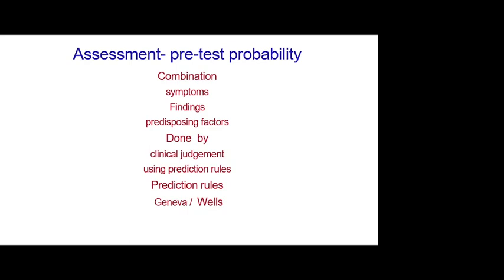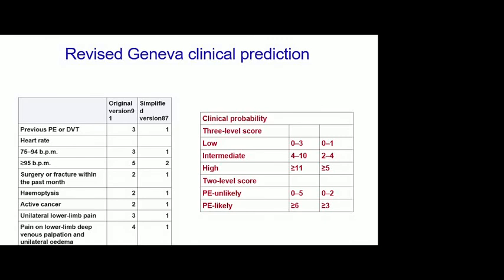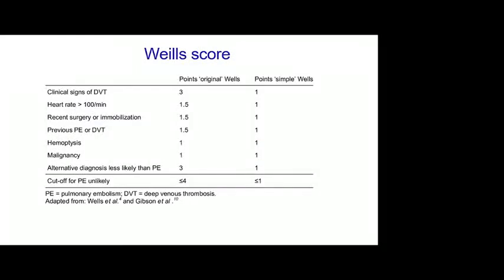When we are going to diagnose the patient, we have to lay down the investigation plan. For that, it is very important to check the patient's pre-test probability. If the pre-test probability is high, we have to go for the CT pulmonary angiogram. If it is low, we can go for the D-dimer test. So it should be done with a combination of the clinical findings and predisposing factors of the patient. This can be judged solely with clinical judgment or with prediction rules like the Geneva score and Wells score. This is the revised Geneva score.